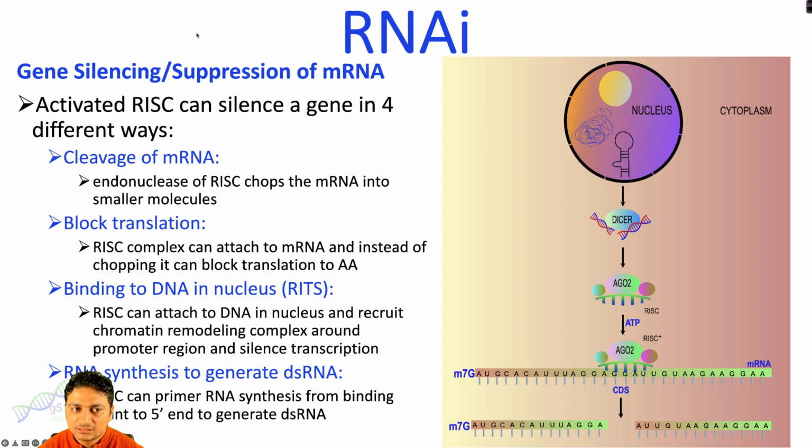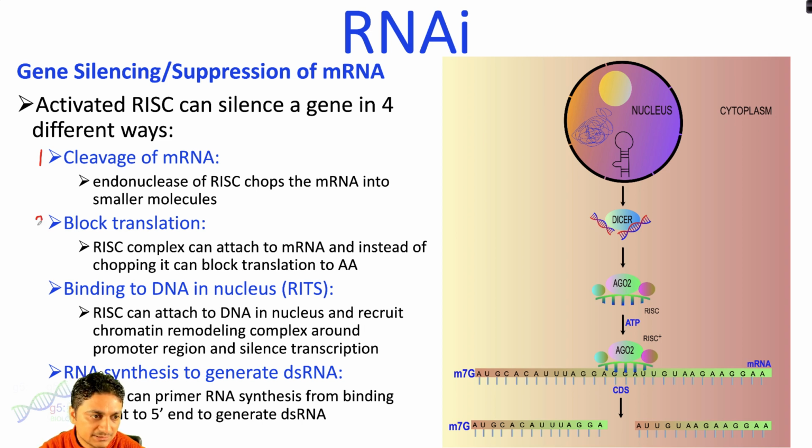And now let's talk about how activated RISC can silence a gene. It can silence a gene in 4 different ways. The first one is the cleavage of messenger RNA or mRNA. What happens in this step is that the endonuclease of the RISC complex will chop the mRNA into smaller pieces, and it cannot make the protein, and the silencing occurs.